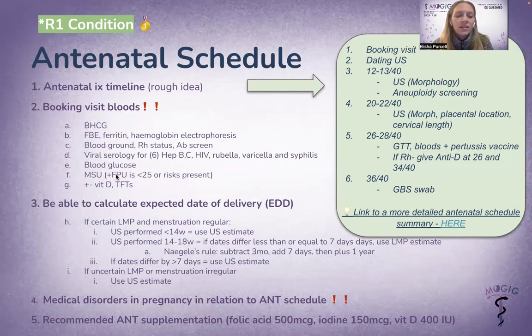And then these extra ones only if indicated. So first pass urine if less than 25 years of age, and then plus or minus vitamin D and thyroid function tests.